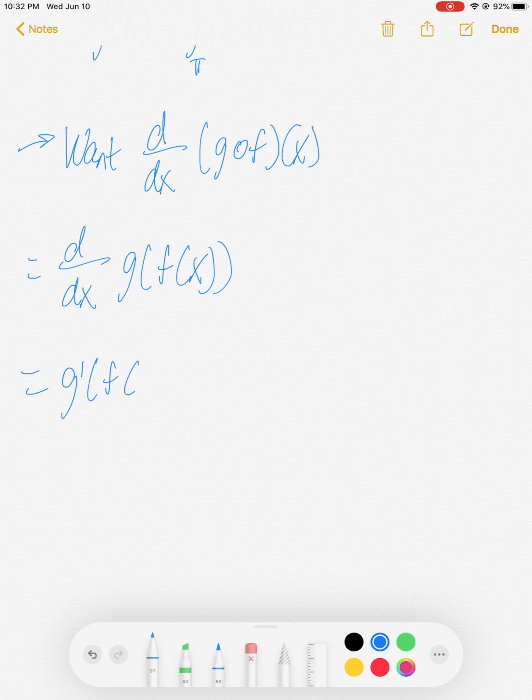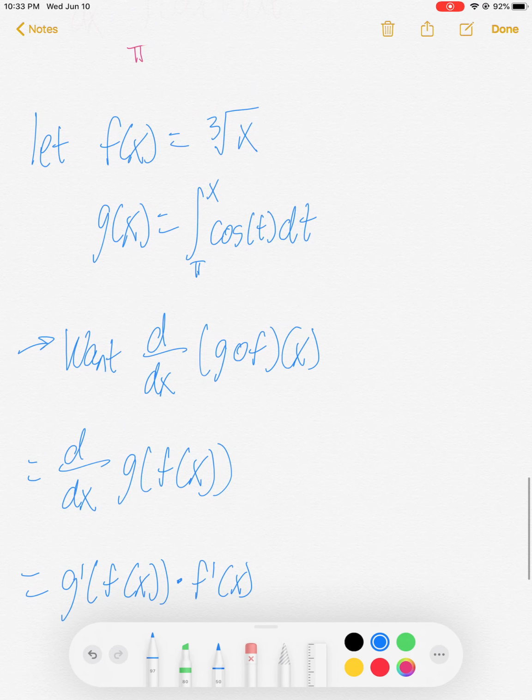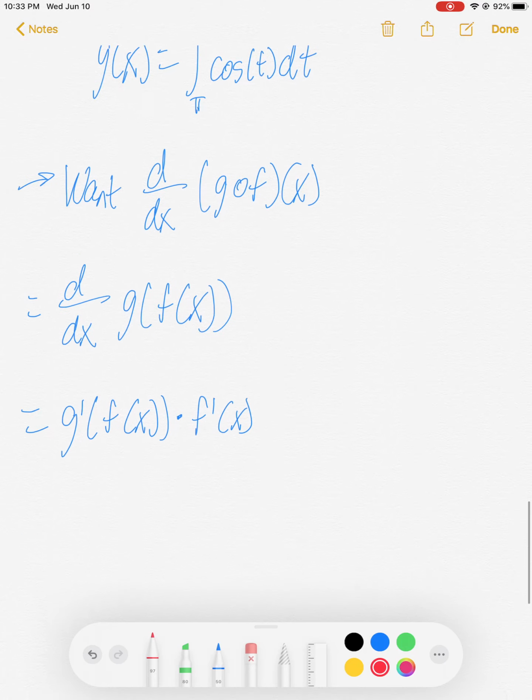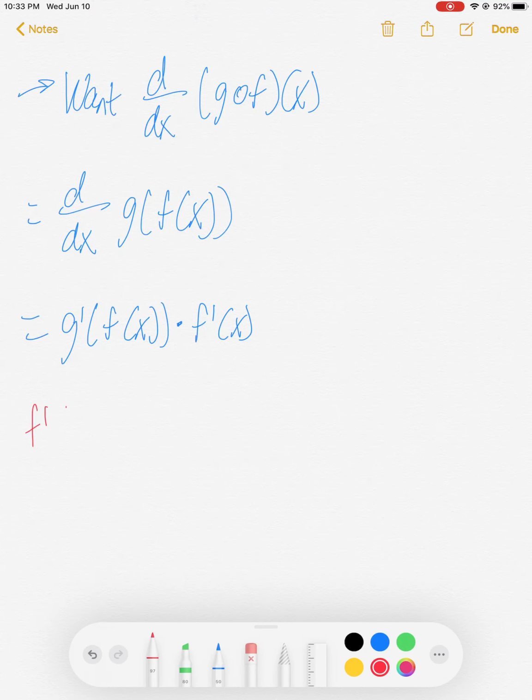Well, that is just the derivative of g of f of x, right? And now by chain rule, this is g prime of f of x times f prime of x, right? Okay, so let's go ahead first and compute f prime of x.